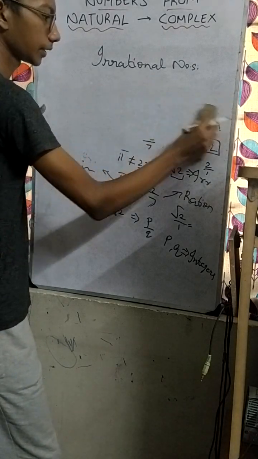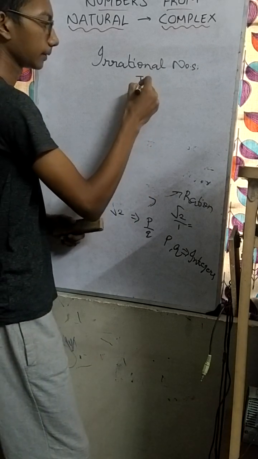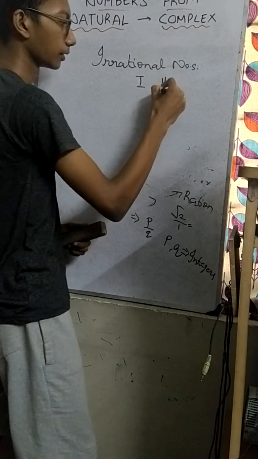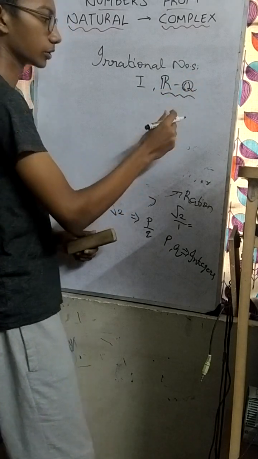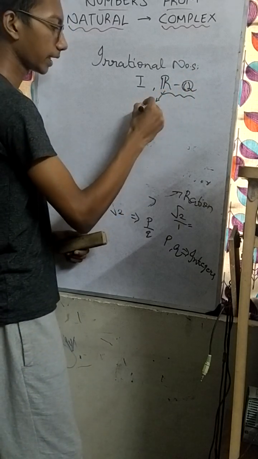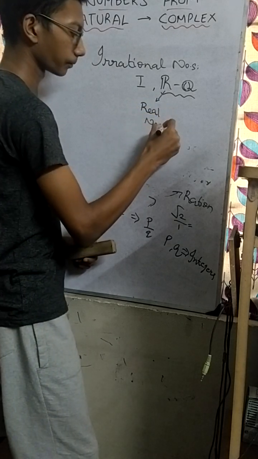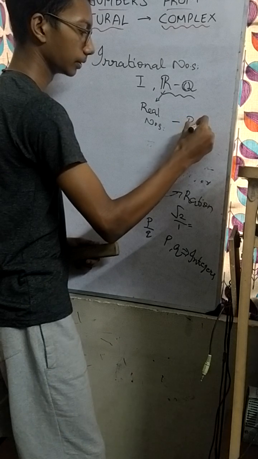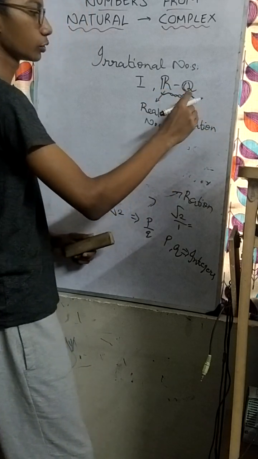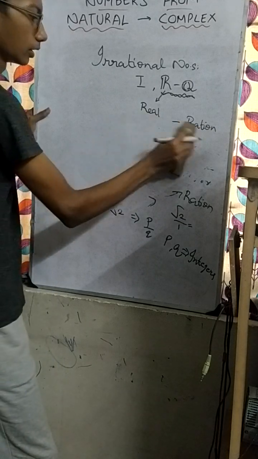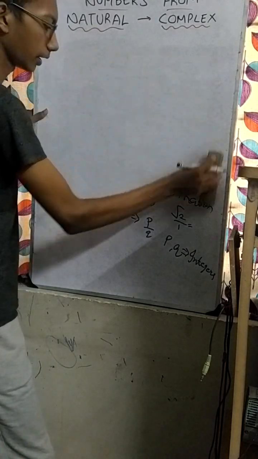And the letter to denote this, you can sometimes denote with I, but mostly you will see this symbol for irrational numbers. What this means is all the real numbers, which we will see next, minus the rational numbers. So this is the symbol we will mostly use for denoting irrational numbers. Now the next numbers, as I said, will be real numbers.